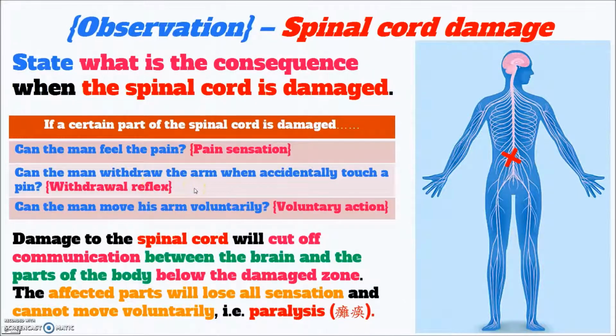Can the man perform the reflex action? And can the man move the arm voluntarily? That means we are focusing on the voluntary action. So in these 3 dimensions, we can study what will be the consequence, and all these questions are based on the logic and the terminology we talked about in previous slides.